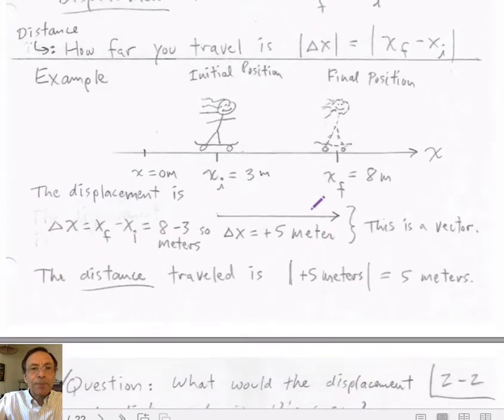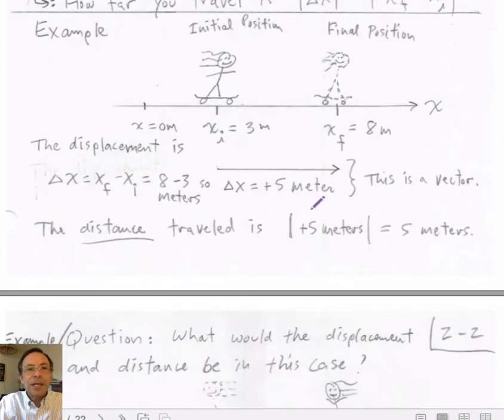So let's have an example. We have a skateboarding physicist here, and she starts out at location x sub i equal to 3 meters, and a little while later she's at x sub f, the final x, which happens to be 8 meters. So to calculate the displacement, the delta x, we do the final x minus the initial x. Well, the final x is 8 meters, and the initial was 3, so it's 8 minus 3. So the displacement, delta x, is 5 meters.